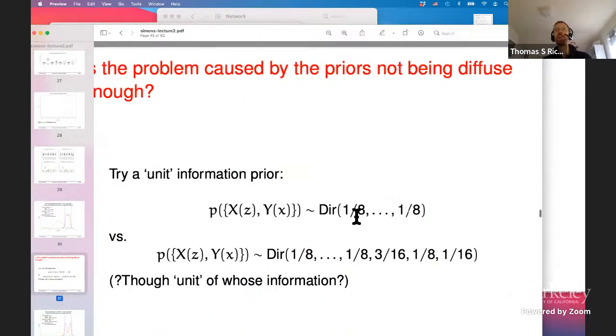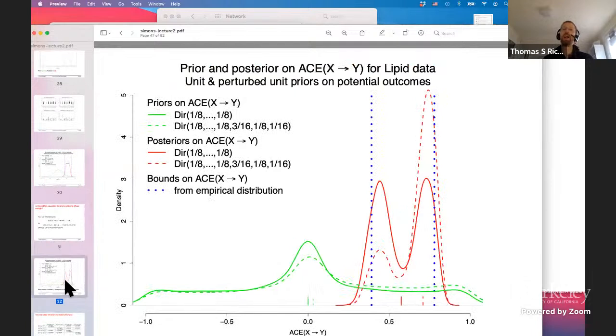So we could try a unit information prior. Here, instead of it being 1, 1, 1, 1, I put 1/8, 1/8, 1/8, 1/8. So this is a more diffuse prior, and I'm also doing a perturbation. And now you can see what happens. The 1/8, 1/8, 1/8, 1/8 prior gives us this sort of peaked bimodal distribution. Then when I make this little perturbation, which is actually smaller than the one I made before, I just move 1/16 from here to here, and we get this huge shift.